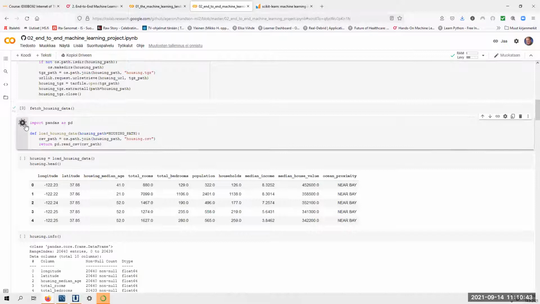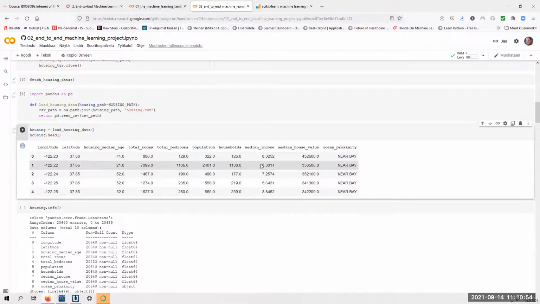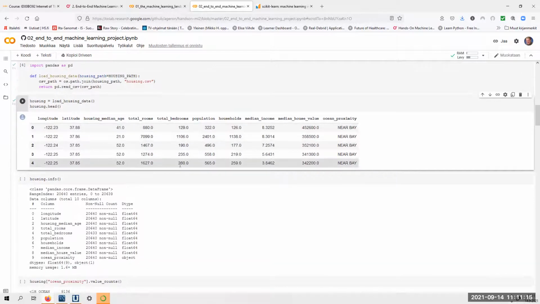then import pandas and define the housing data. And here it should be loading the housing data. Now you see it here. Housing head. The housing object sends a call to its class's method head, which gives the first 5 lines. So you see some feel for what there is in this data set.